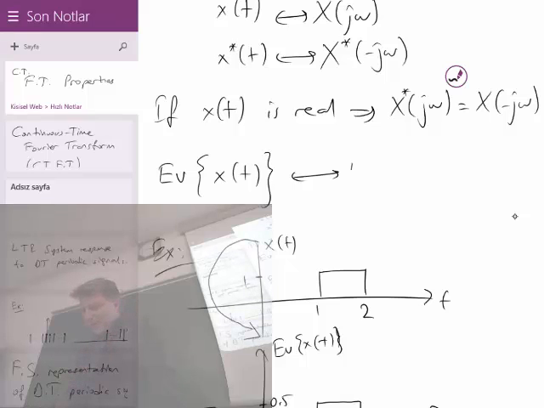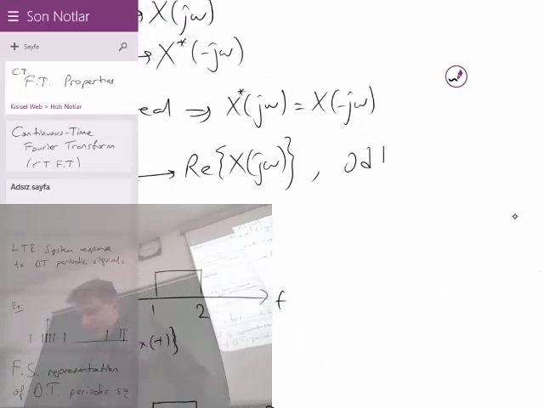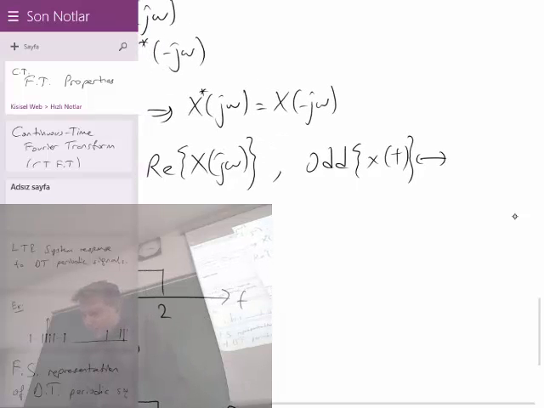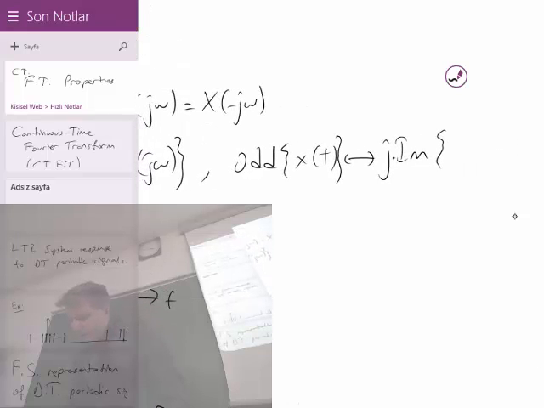So what we get as a Fourier transform of it is the real part of x of j omega. If x of j omega is a complex function, a complex signal, then its real part will correspond to the Fourier transform of the even part of x of t, and the odd part of x of t will have the Fourier transform of j times the imaginary part of the Fourier transform x of j omega.